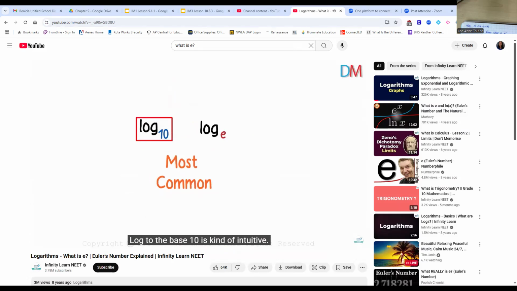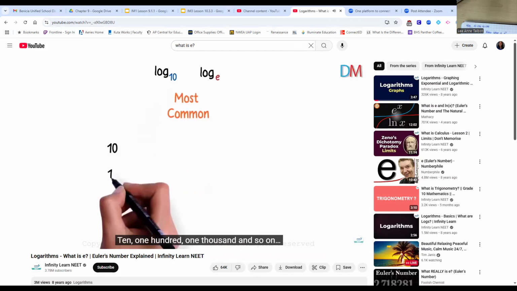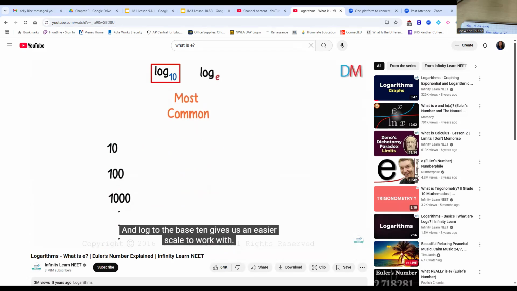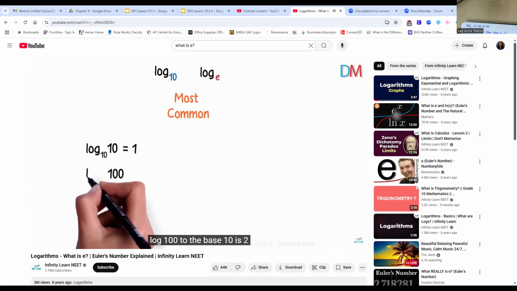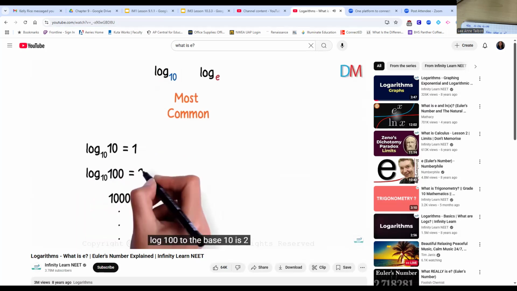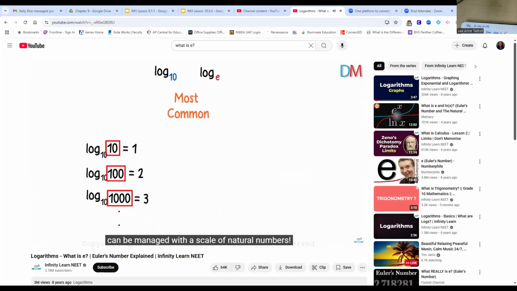Log to the base 10 is kind of intuitive. It's easy to talk in multiples of 10: 10, 100, 1000, and so on. Log to the base 10 gives us an easier scale to work with. Log 10 to the base 10 is 1. Log 100 to the base 10 is 2. Log 1000 to the base 10 is 3. And we can see that the multiples of 10 can be managed with a scale of natural numbers.